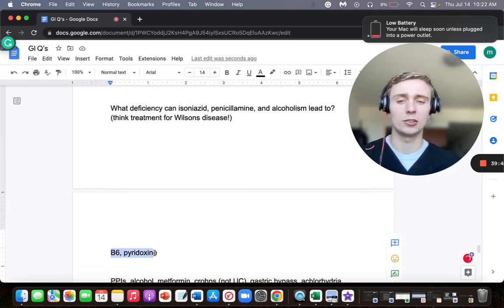B6, pyridoxine. So remember our treatment for Wilson's disease, TZD6: trientine, zinc, D-penicillamine with pyridoxine. So again, a B6 deficiency, which is pyridoxine, can be caused by isoniazid, penicillamine, and alcoholism as well. So alcoholism can really affect all the B vitamins, even B12 as well.